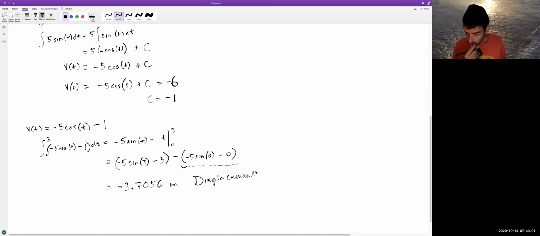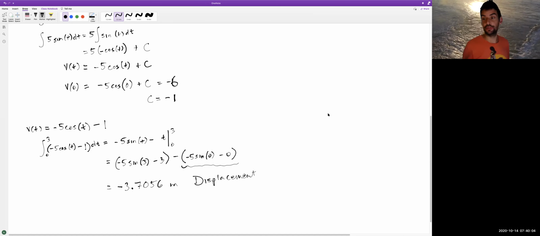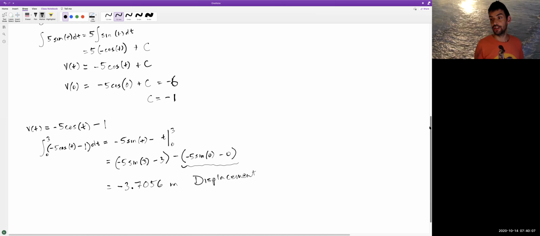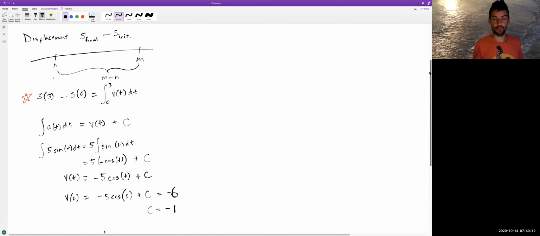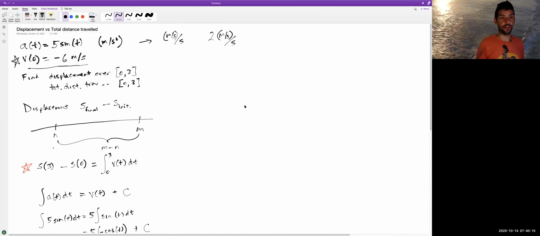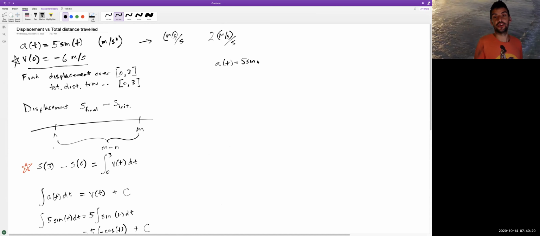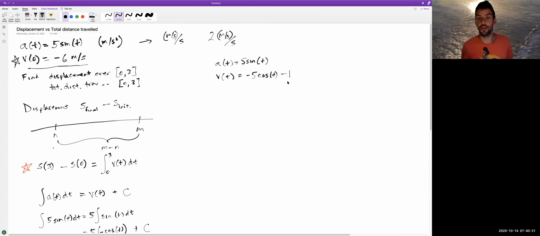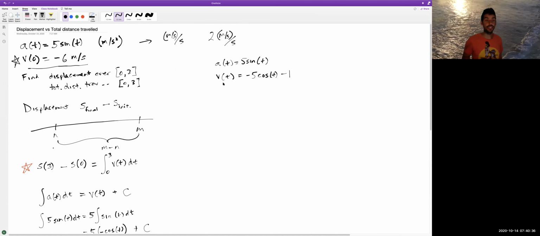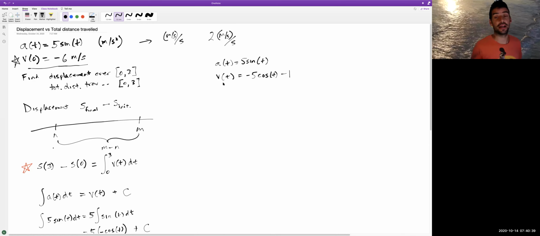Okay, so now we want to do something different. Now we want to get the total distance traveled. Let's come up here. Let's kind of reorganize, starting a new thing. So let's write down the information we have. A of t is 5 sine of t. We found v of t was equal to -5 cosine of t minus 1. Okay. So let's think about this v of t. This is our velocity. We know, for instance, when we start, we're moving backwards.